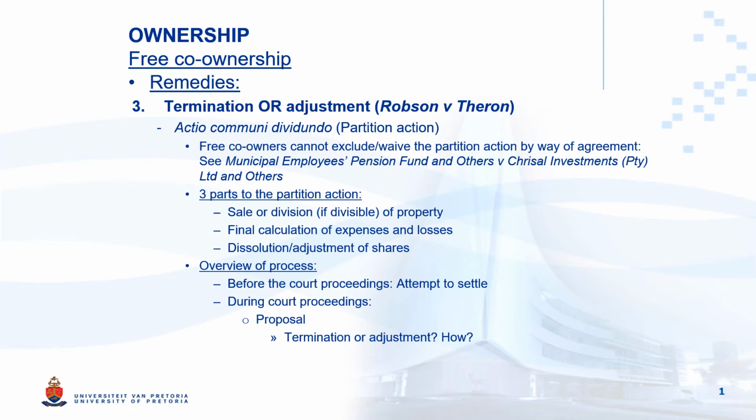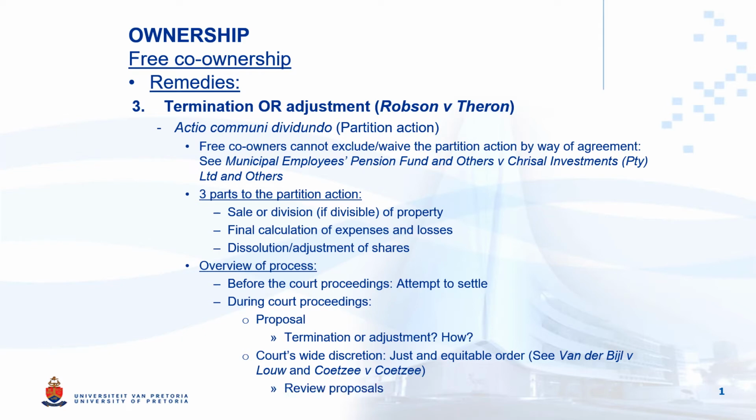Now, if, however, the court's assessment of the proposals indicates that what is proposed will not be just and equitable, which would ordinarily be the case where the parties are not in agreement regarding the proposal or the way forward, the court has a wide discretion to make an order that will be just and equitable. In other words, under the court's wide discretion to make a just and equitable order, the court will first evaluate or review the fairness of the proposals.